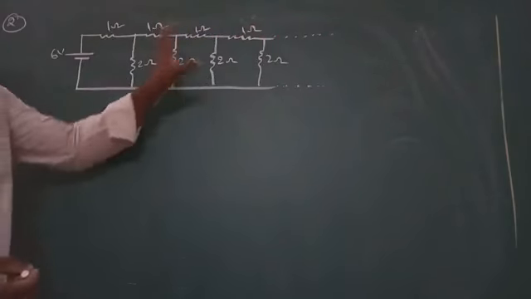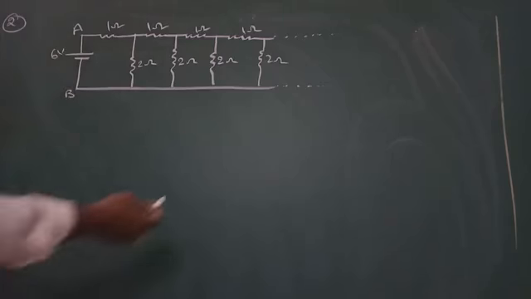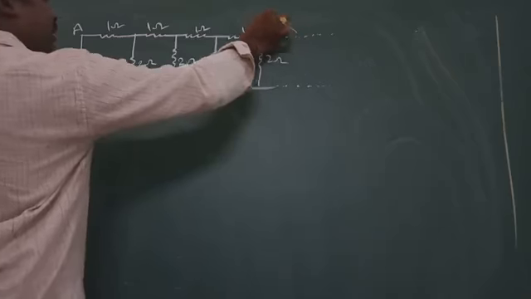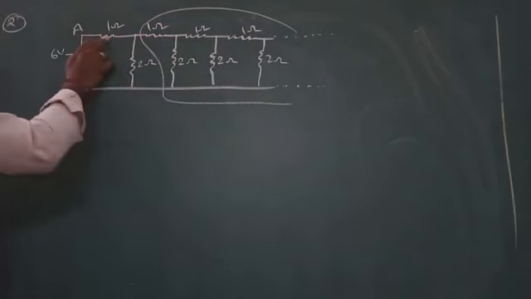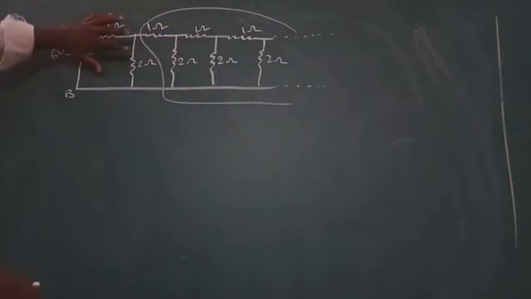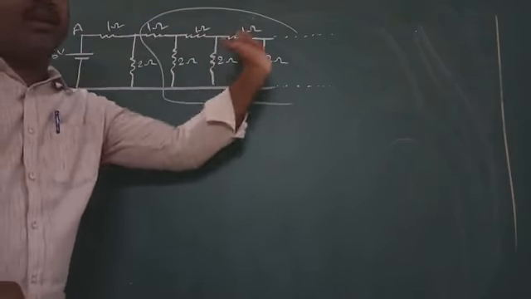Infinite resistors are connected as in this diagram. You have to show that the effective resistance between A and B is 2 ohms. From the infinite ladder network, if we remove the 1 ohm and 2 ohm resistors, there is no change in the effective resistance of an infinite ladder network.